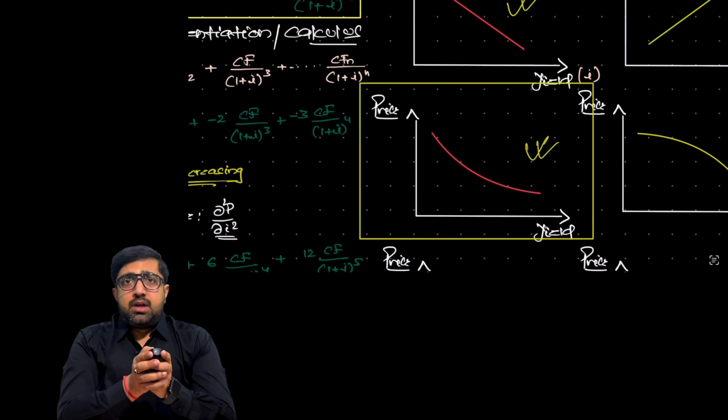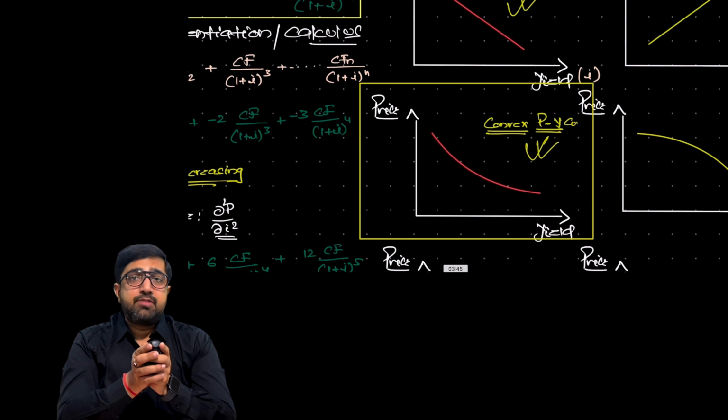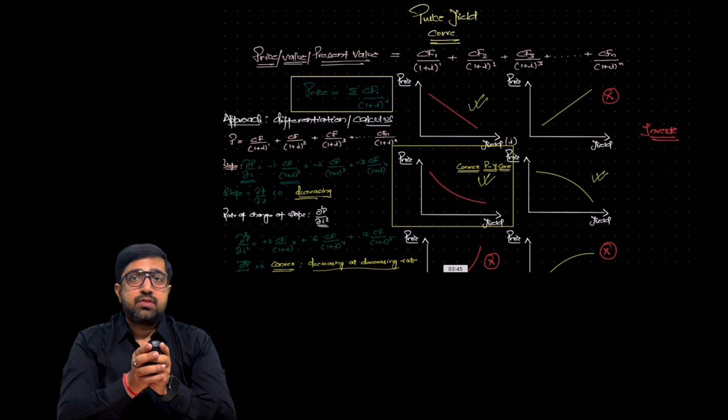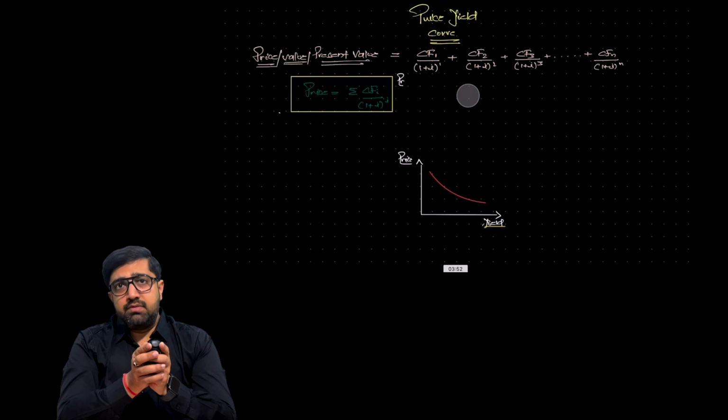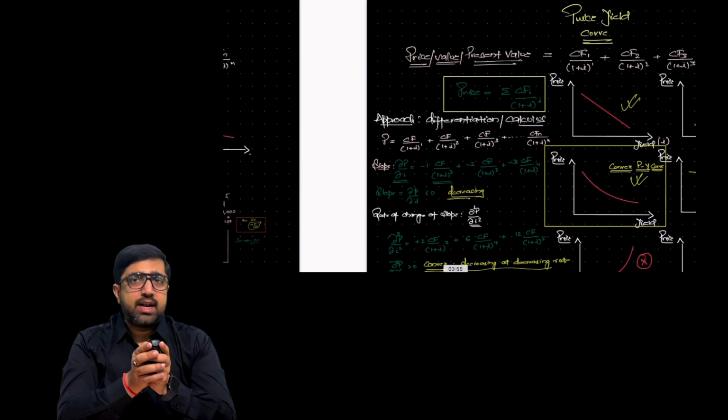Okay. So it is a convex graph. Now this is a very important concept because this is one of the approaches through which we found the shape or the structure of the graph, that is differentiation or calculus. There is another simpler approach that you can take, which is directly using the concept of valuation.